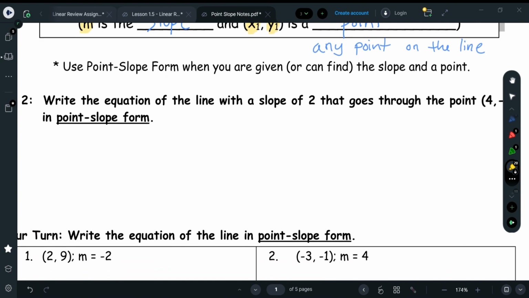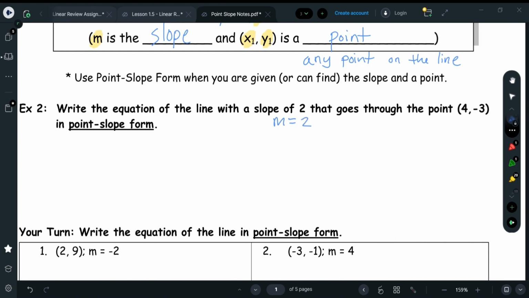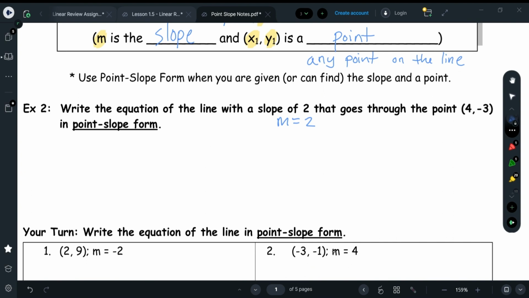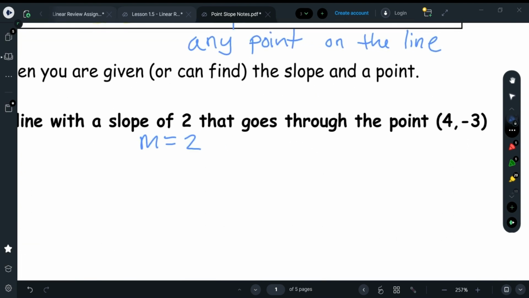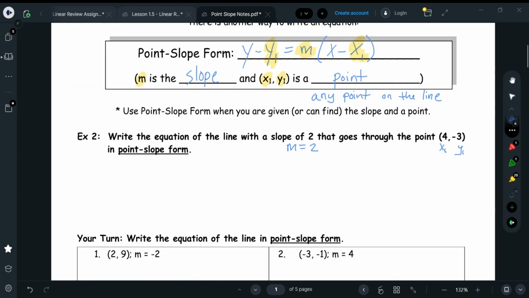So it says here, write the equation of the line with the slope of 2 that goes through the point 4, -3 in point slope form. So here, this is what we're given. Slope of 2, so our m is a 2. And over here, we're given a point. Notice we don't know the y-intercept because they didn't tell us, but we do know this point, 4, -3. Remember, the first number is always an x value. The second one is always a y value. This is our first point, our only point. This is our x1 and our y1. So we've got the three numbers that we're going to plug in. Let's go ahead and do it.